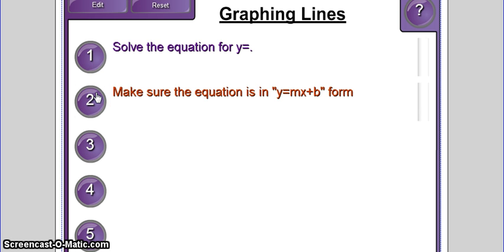Speaking of slope-intercept form, it needs to be in y equals mx plus b. That way you have the m, which is the slope, and the b, which is the y-intercept, easily accessed. Number 3, you want to first take that b, or the y-intercept, and put it on the y-axis. That's how we start our entire graph.